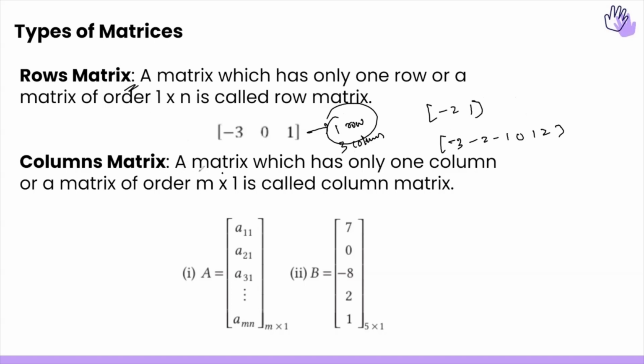Then what is a column matrix? A matrix which has only one column, or a matrix of order m by 1. In this case, you can have multiple rows, but only a single column. Then it is known as a column matrix. I hope you people are able to understand. That's it. Row matrix in the sense only one row, column matrix in the sense only one column, and the other one could be multiple. There is no dependency on that. So these are the two types of matrices.